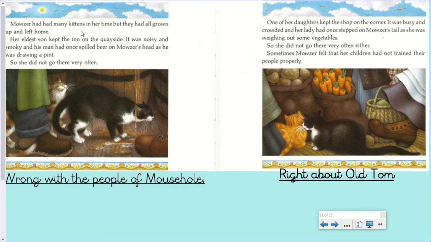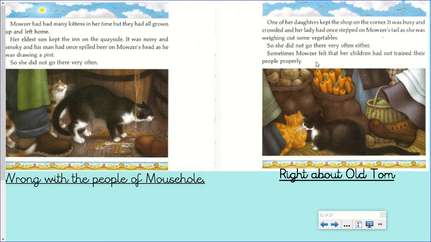Mouser had many kittens in her time, but they had all grown up and left home. Her eldest son kept the inn on the quayside. It was noisy and smoky, and his man had once spilled beer on Mouser's head as he was drawing a pint. She did not go there very often. One of her daughters kept the shop on the corner. It was busy and crowded, and her lady had once stepped on Mouser's tail as she was weighing out some vegetables. She did not go there very often either. Sometimes Mouser felt that her children had not trained their people properly.